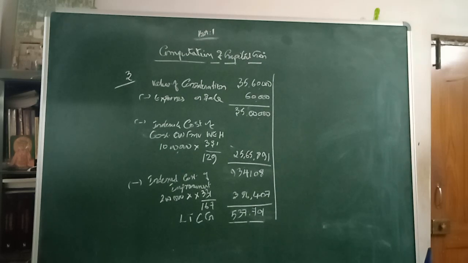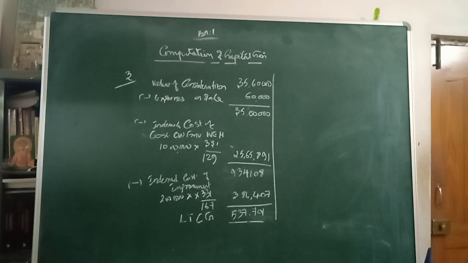So the cost incurred for the improvement is 2 lakhs into 331, the present cost of index point, divided by 167. Why are we taking 167? Please have a look at that point. In the year the improvement was made, 2010-11, the cost index is 167. So 2 lakhs into 331 divided by 167 comes to 3 lakh 96,407. What is the balance, the final result? That is called the long term capital gain.